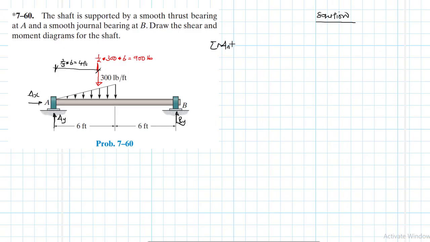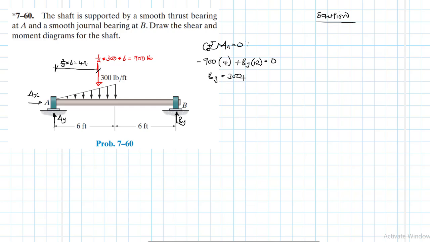Summation of moments about point A equal to 0. There we go. So we have a 900 times 4. This is clockwise, so it's negative, plus BY times 12, right, equal to 0. Therefore, our BY is going to be equal to, grab your calculator, 900 by 4 divided by 12. This gives us 300.